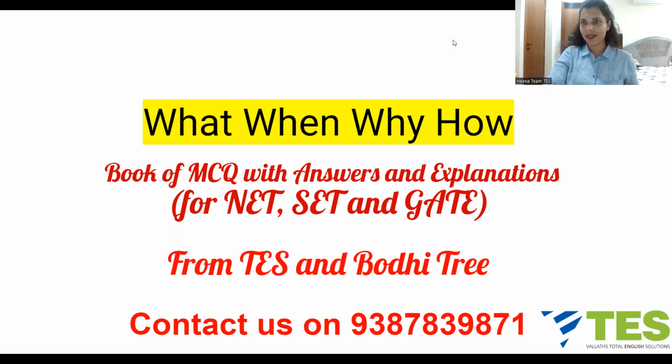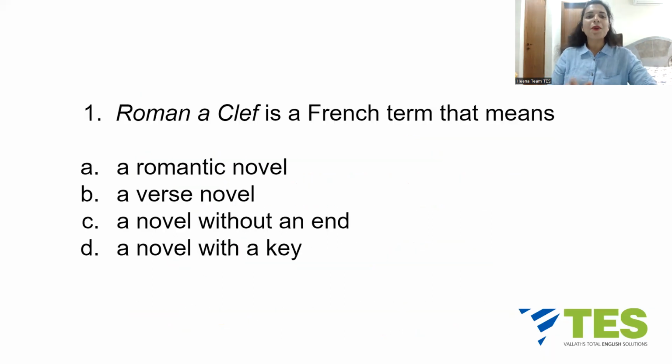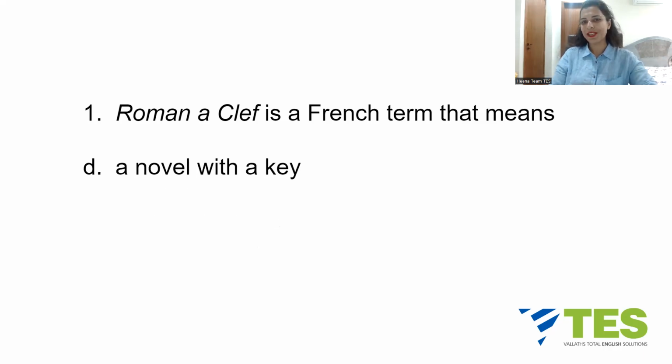I'm very excited. I have given you the curtain raiser. Let's begin with question number 1. Roman à clef is a French term that means, your options are A, a romantic novel, B, a verse novel, C, a novel without an end, or D, a novel with a key. Roman à clef. Well, it is option D, a novel with a key.